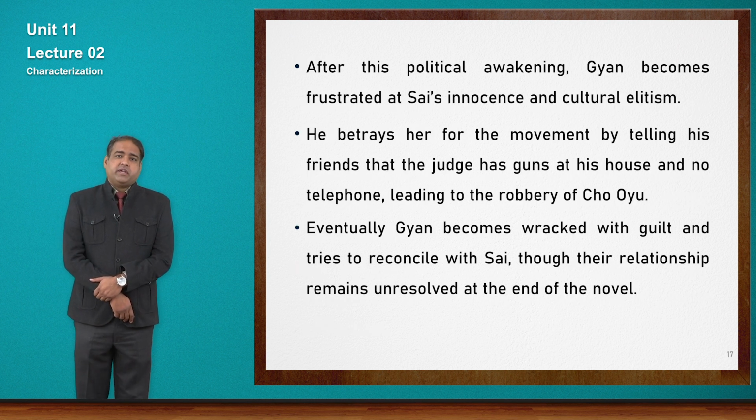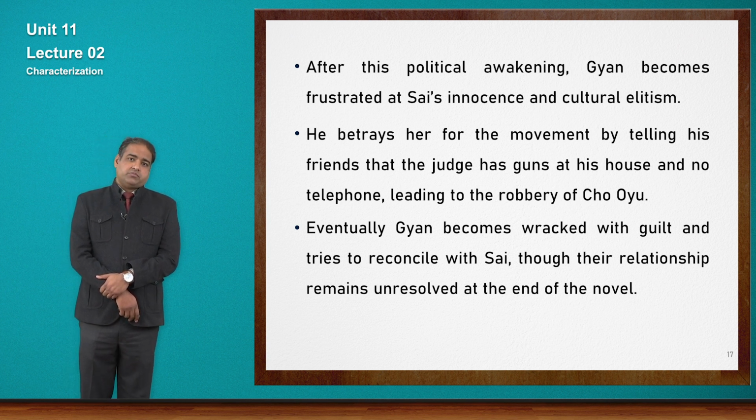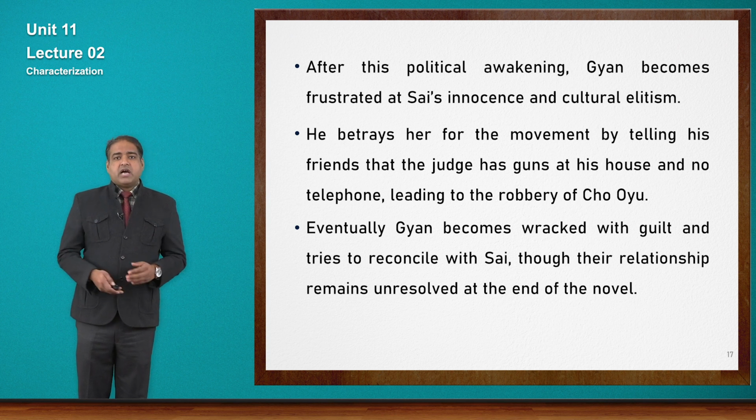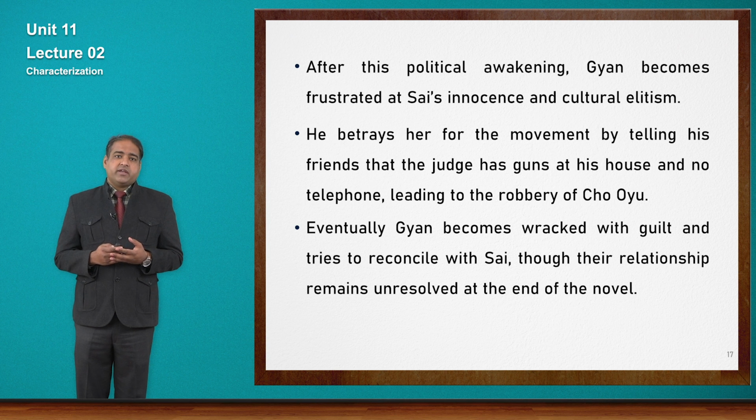After this political awakening, Gyan becomes frustrated at Saeed's innocence and cultural elitism. So friends, when Gyan came to know more and more about this movement, he started understanding that there are too many differences between him and Saeed. Saeed is very much innocent. She does not have much exposure to the world. She is a cultural elite. She has her ways of living. She has her ways of behaving. And thus, Gyan is completely different from her in terms of personality.